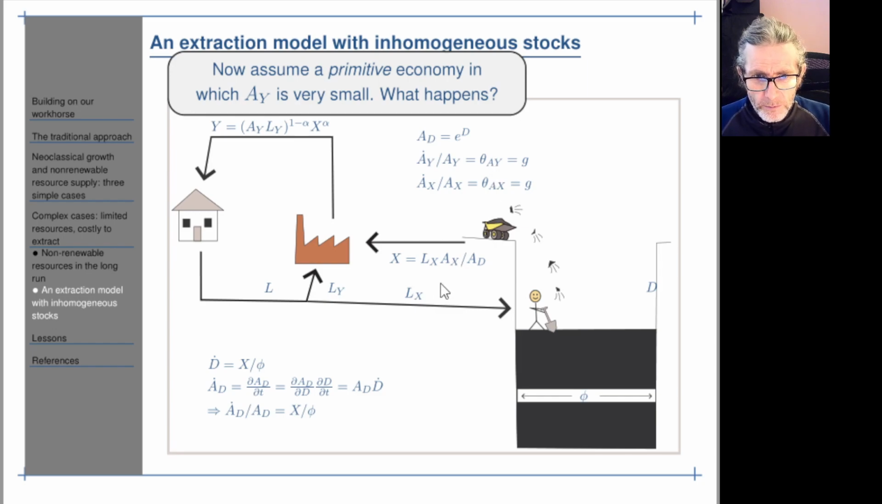So, what happens? Well, where do we start? If AY and AX are both low, then the extraction rate, even if we put a lot of labor in here, and even if we're close to the surface, so AD is low, if AX is extremely low, then X is going to be low. There's very little extraction. Think of extracting coal or iron ore hundreds of years ago. We're scratching the surface. X is very low, which means that AD dot over AD is very low.